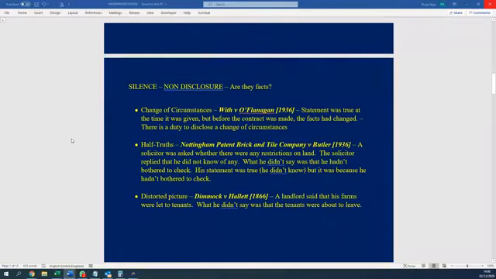Can silence be a fact? Can it be a misrepresentation? Well, it can be in those three circumstances. First of all, the change of circumstances. There's a case of With and O'Flanagan. That was a case where the seller gave a fact which was true at the time, but before the contract was actually made, the facts had changed.